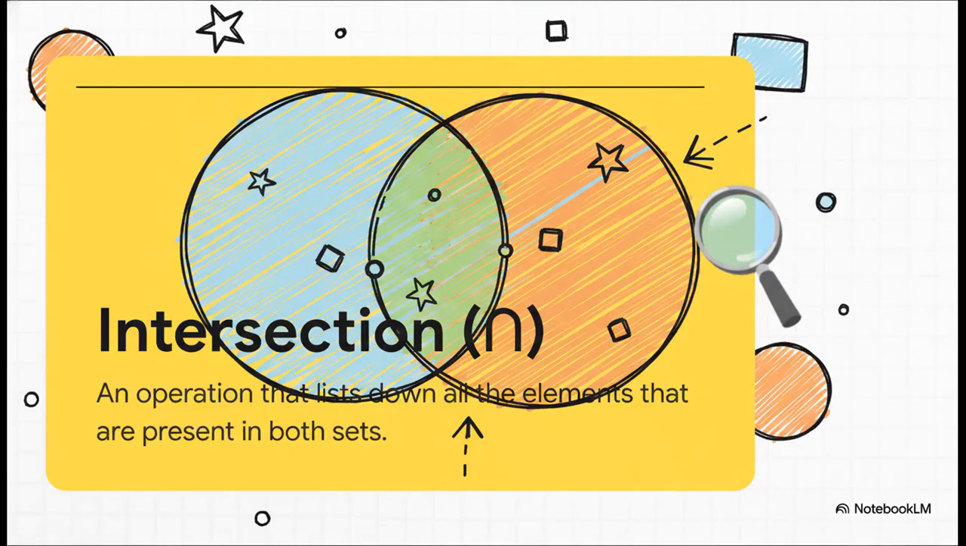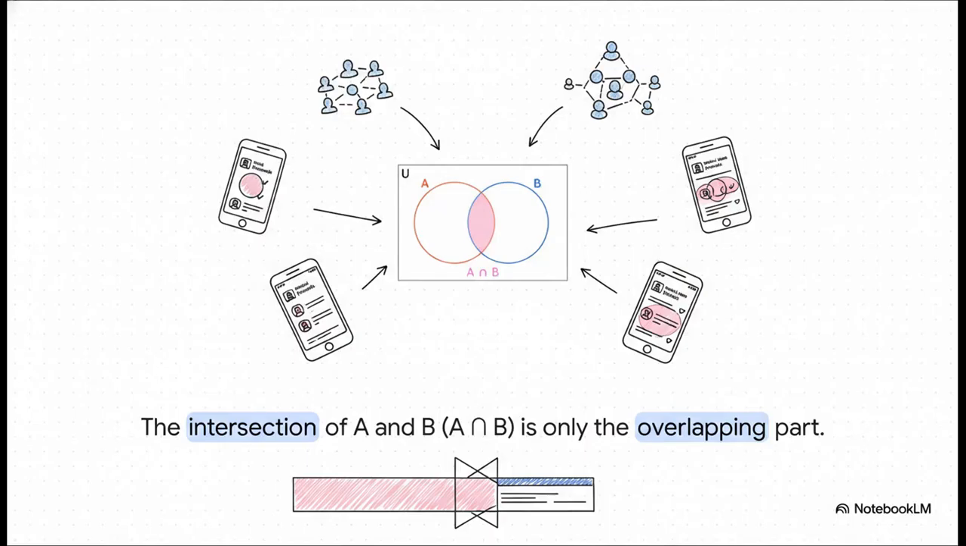Okay, next up is intersection, which looks like an upside-down U. Now, if union is about combining everything, intersection is about finding only what's shared. It's the common ground, the stuff that exists in both sets at the same time. You see that small part where the circles overlap? That's the intersection. And this is an incredibly powerful idea. I mean, every time a social media app shows you your mutual friends, it's actually running an intersection. It's comparing your list of friends with someone else's list and showing you only the names that appear on both.